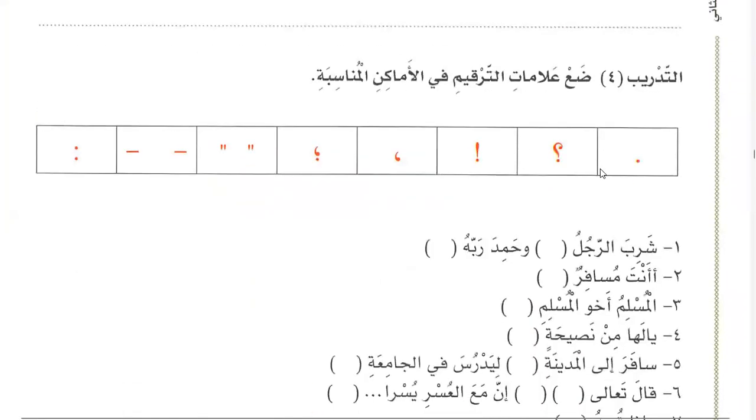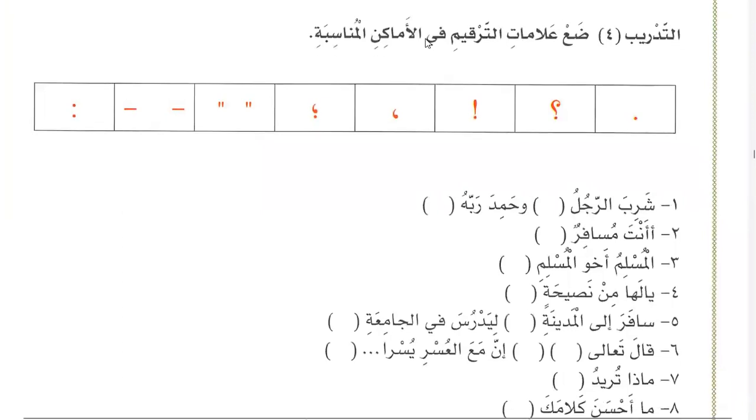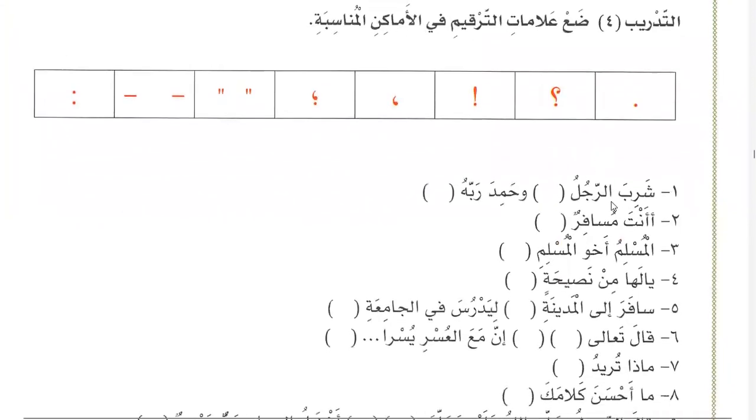التدريب الثالث اكتب موضوعا بعنوان نظام الأسرة بين الماضي والحاضر. Write an essay with the topic family system in the past and present. So again, you can take help from anything. You can take help from each other as well. التدريب الرابع ضع علامة الترقيم في الأماكن المناسبة. Put the punctuation mark in the appropriate place.